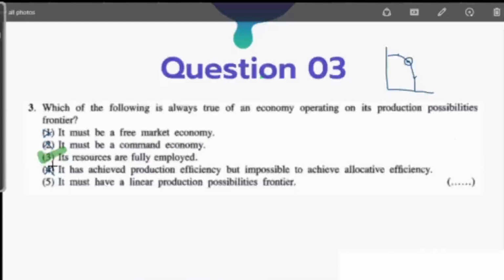It must have a linear production possibilities frontier. If you can remember, we learned about linear or straight line production possibilities curve and the concave shape. So it's not just a linear production possibilities frontier. This statement also wrong. So our correct answer is option 3.